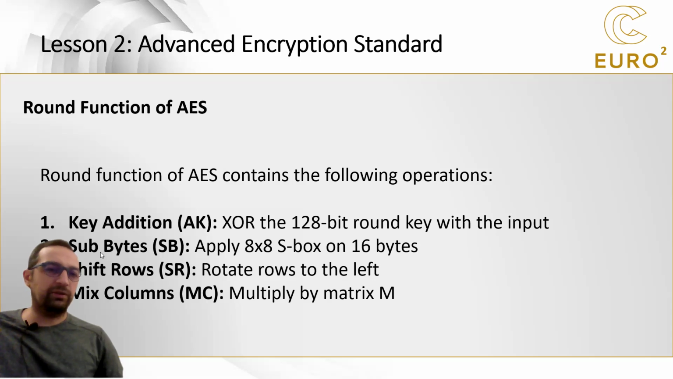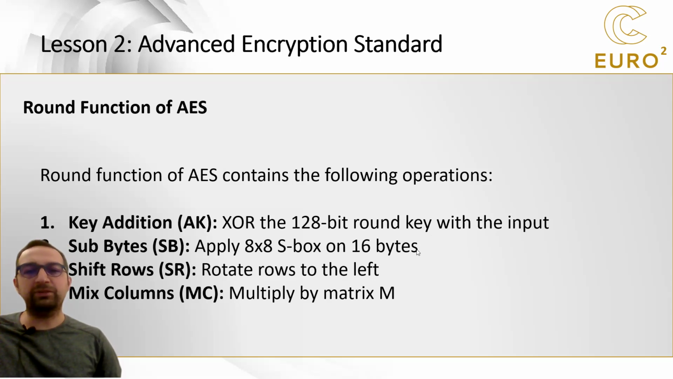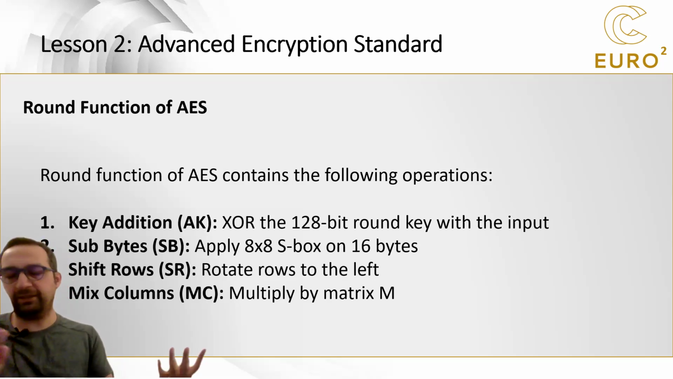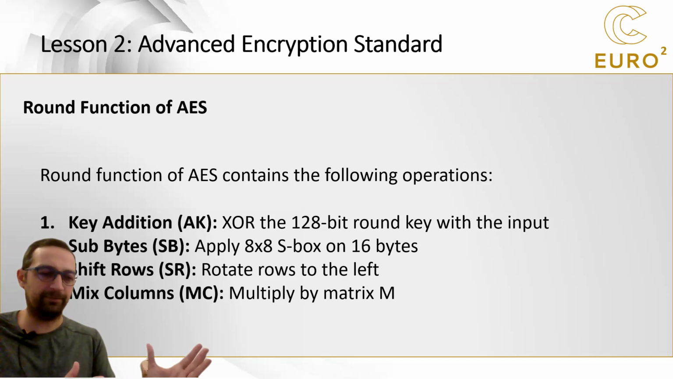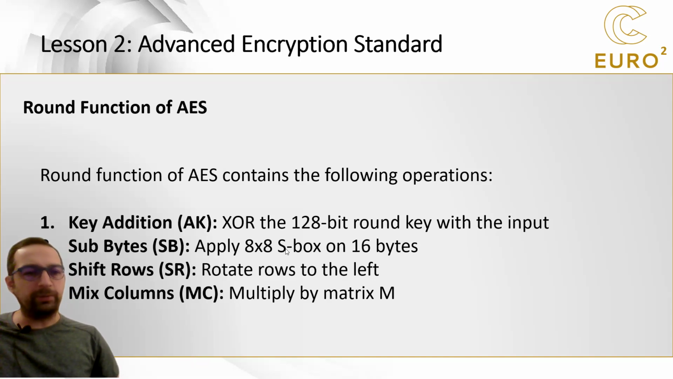The second layer consists of sub-bytes, shortened as SB. This applies 8x8 S-boxes on all of the 16 bytes. So this part actually provides confusion. An S-box is just a table where you can see which input provides which output. So it is just a table lookup operation. Shift rows, SR, rotates rows to the left. So you provide diffusion at the level of rows. So in order to also have diffusion at the columns, we have the final operation, mix columns, which also provides diffusion, but for the columns: you multiply each column with a matrix M.